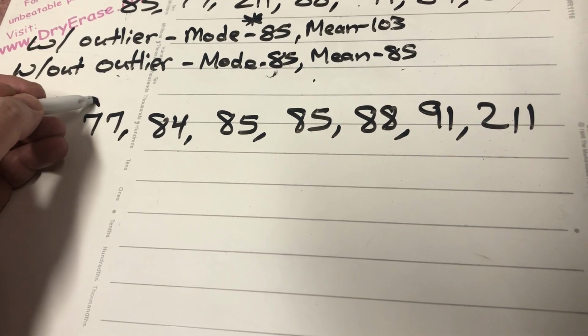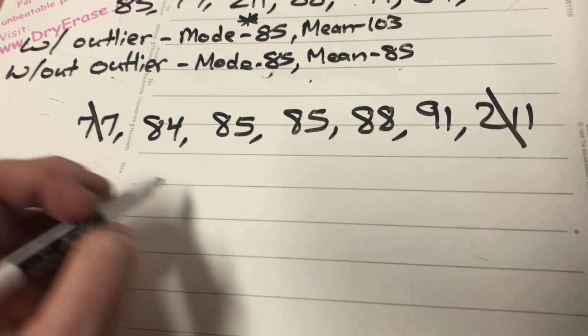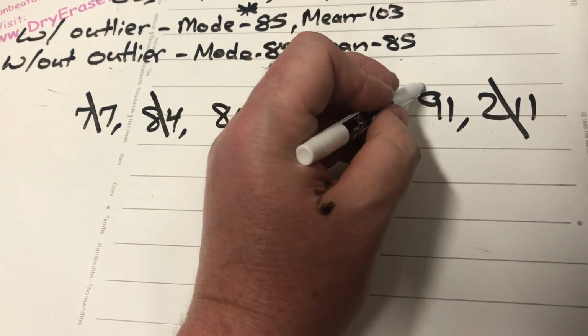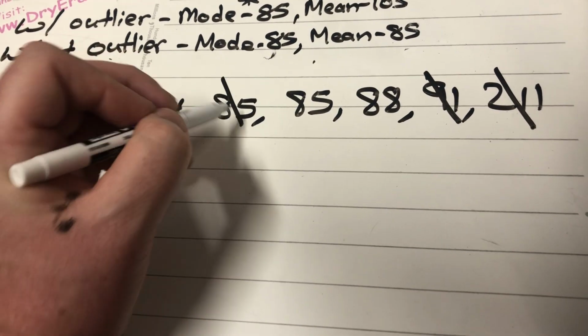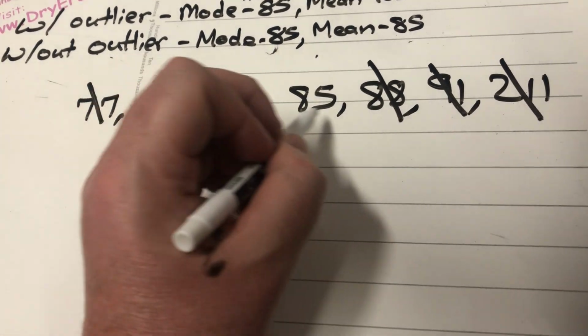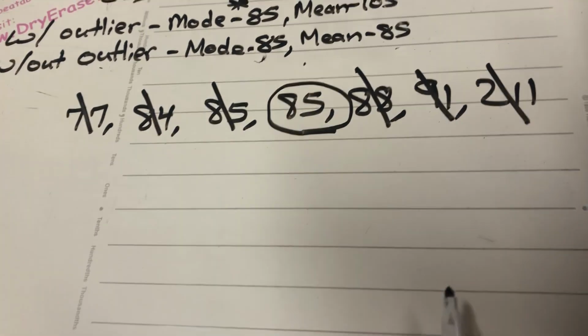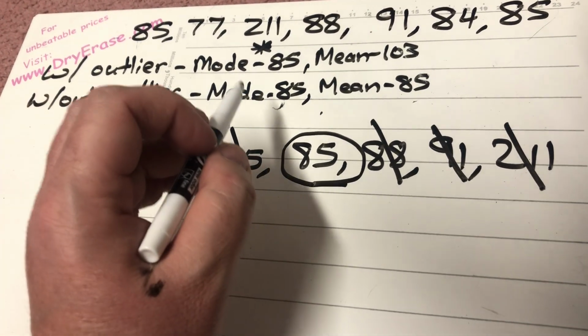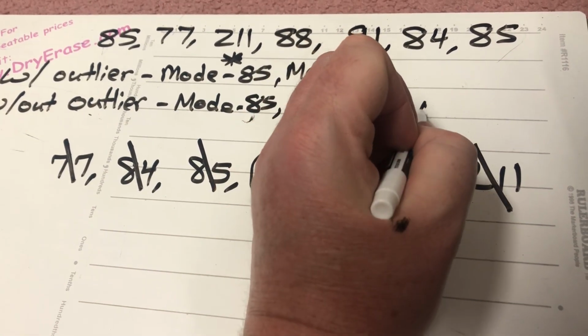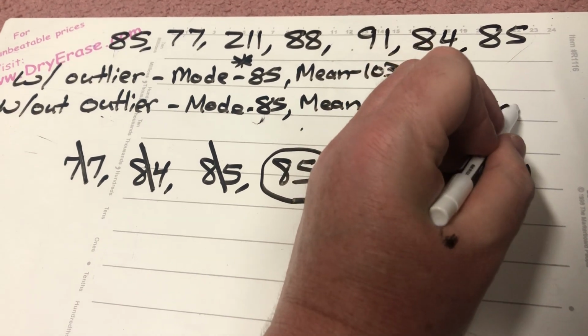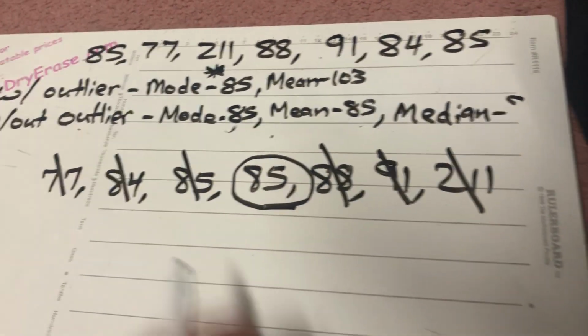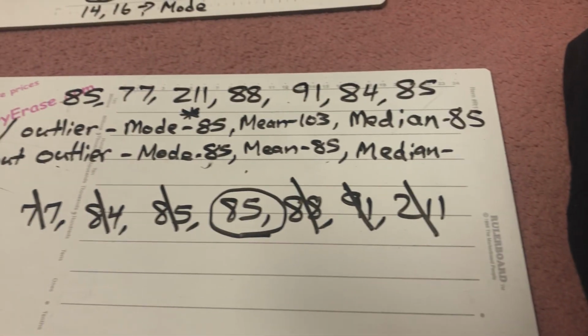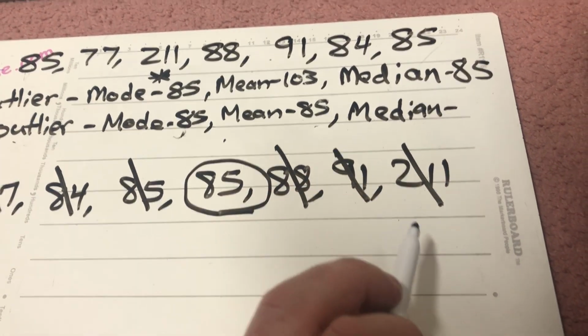So I like that. Cross off the smallest, then the biggest. Then the second smallest, then the second biggest. Then the third smallest, and the third biggest. I have one clear number. And look at that. Oh, sorry. I'm putting that in the wrong place. That's with the outlier. Median, 85.